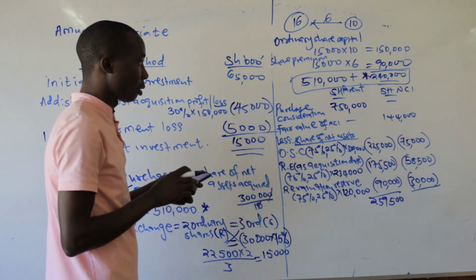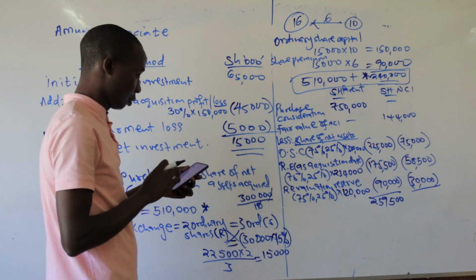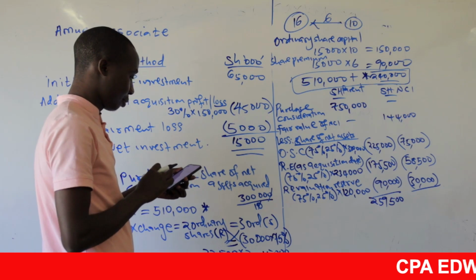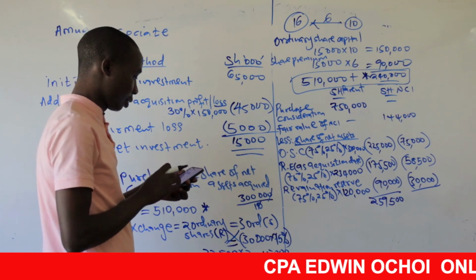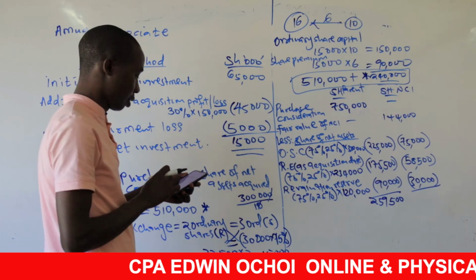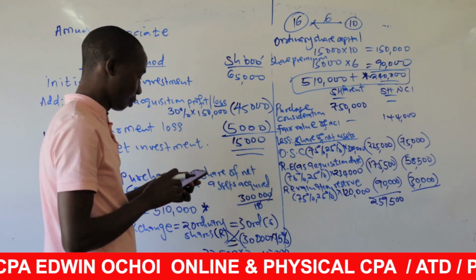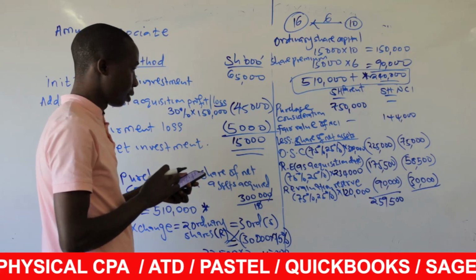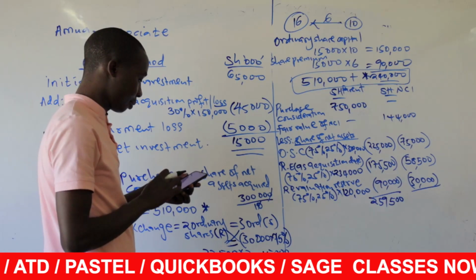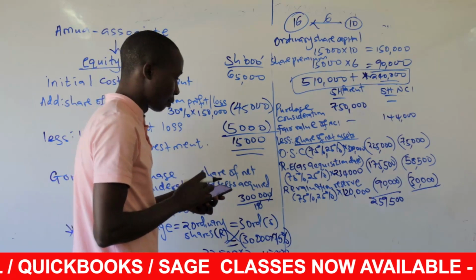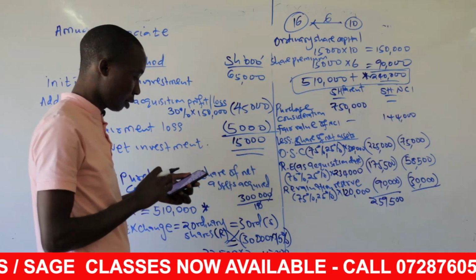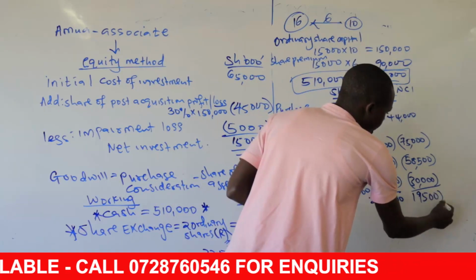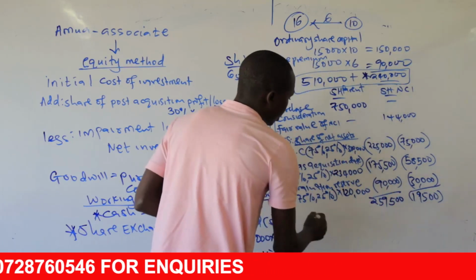And then the next thing is all about 144,000. 144,000 minus 75,000 minus 58,500 minus 30,000. So this is 19,500, but it's a negative. So goodwill.